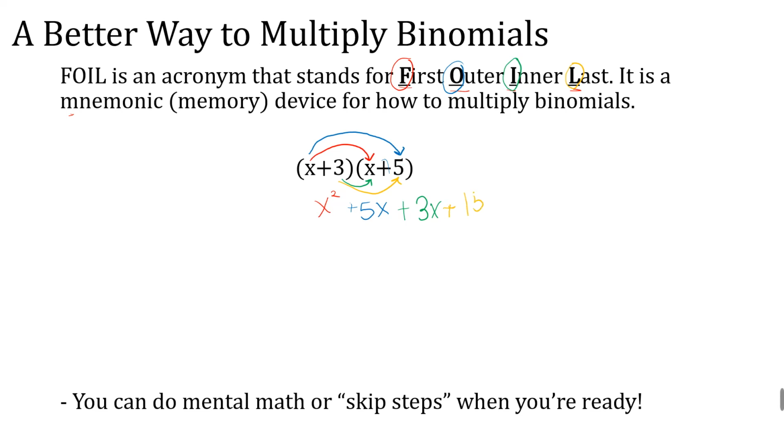So notice that each piece is used more than once, so x is both a first term and an outer term. 3 is both an inner term and a last term. Okay, so now let's combine like terms.